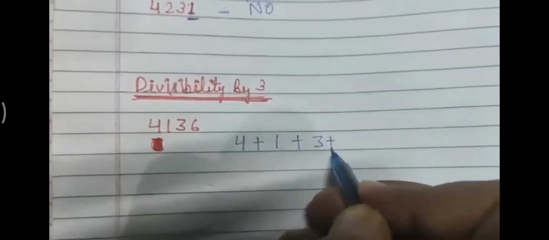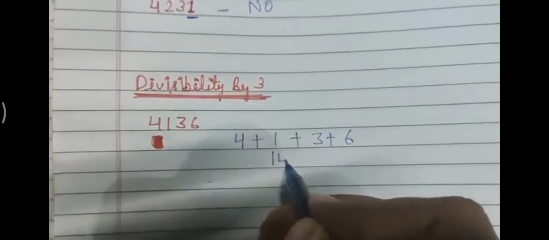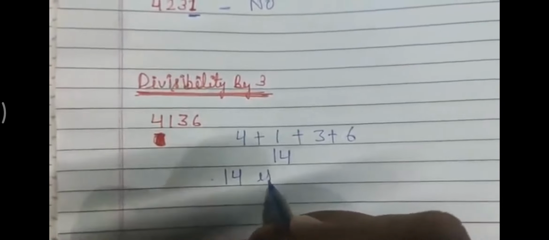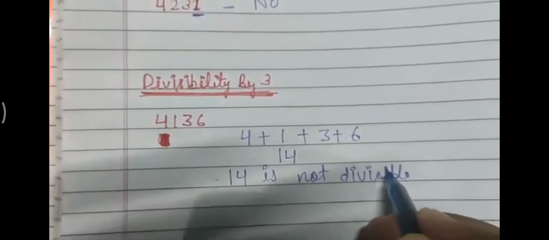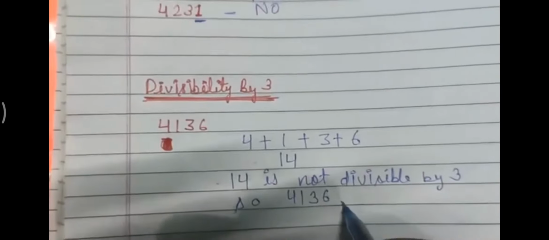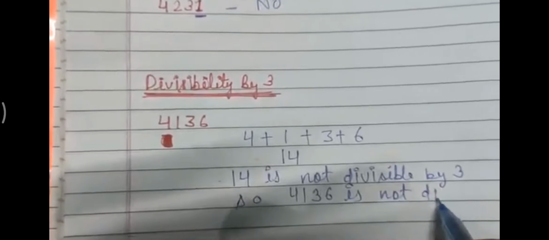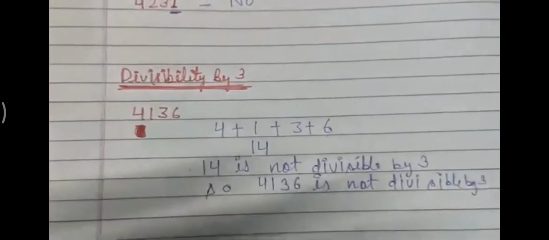Now this is the example for divisibility of 3: 4136. Now we will add all digits: 4 plus 1 plus 3 plus 6. Now 4 plus 1 is 5, 5 plus 3 is 8, 8 plus 6 is 14. Now 14 is not divisible by 3. So here you can see 14 is not divisible by 3. That's why 4136 is not divisible by 3. So in this way you can check the divisibility of 3.